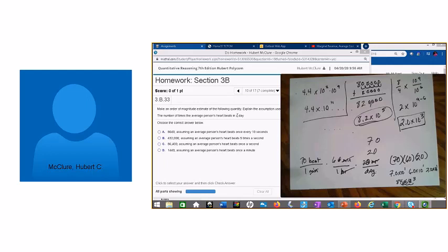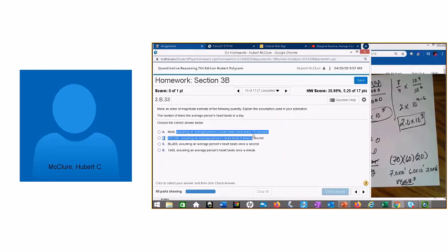The number of times the average person's heart beats in a day. Oh, there's the answer right there. Dang, it'd either be A or B because they're giving you the answer. Why do they do that? You need to put that in the question. Okay, it's either A or B, because it gives you what to calculate. You type in that 10 seconds goes up here, or that 5 seconds, whichever one equals. It's going to be A or B.